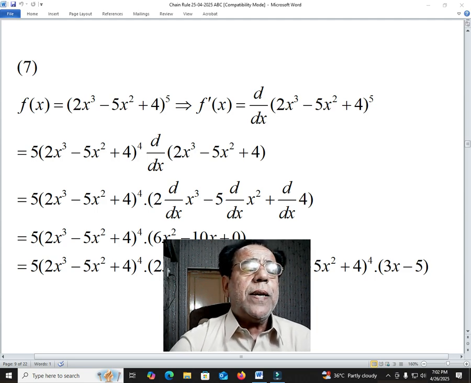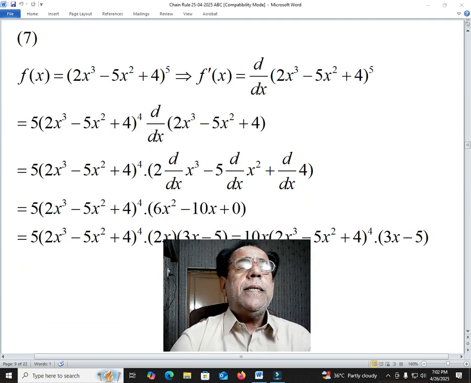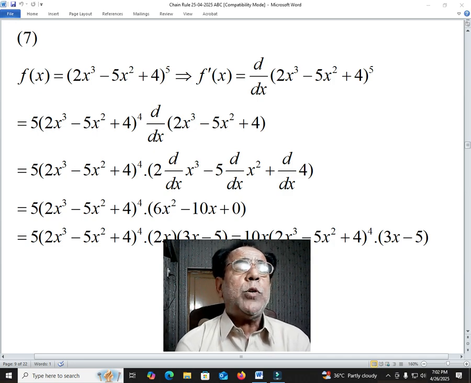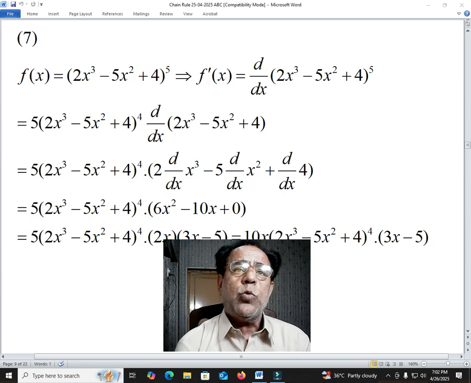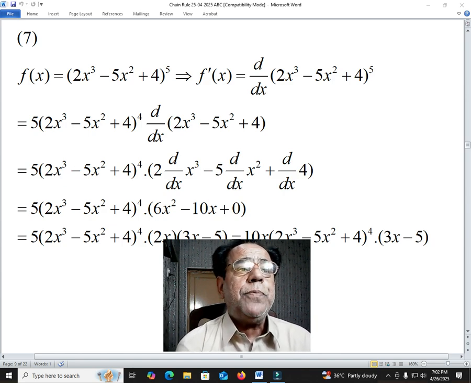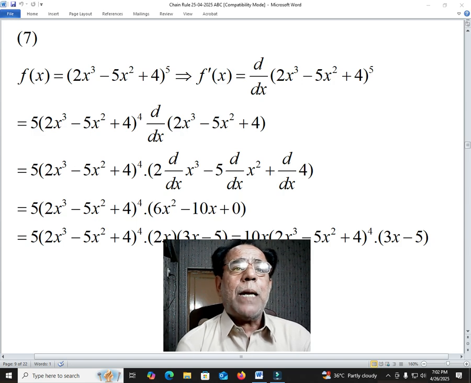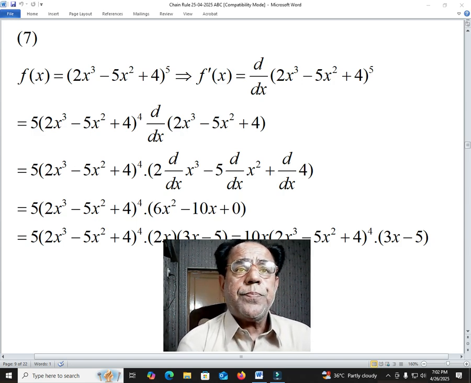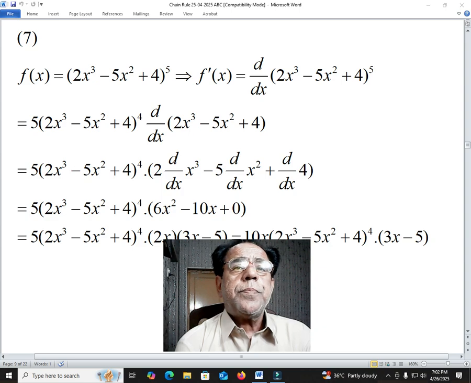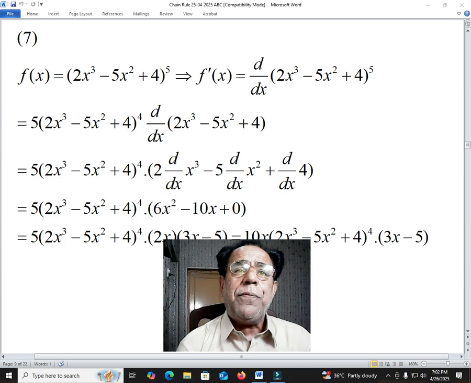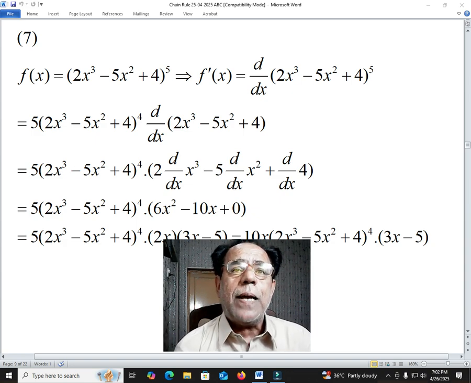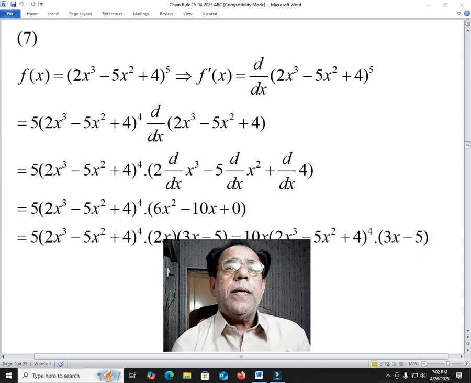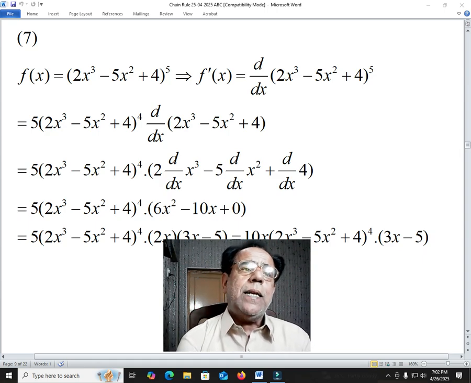Problem number 7, f(x) is equal to this. This implies that f dash x, because f is a function of x, so f dash x will be d over dx into the same function. In the next step, using chain rule, first we will apply power rule, that is n x raised to power n minus 1 into derivative of the internal function.